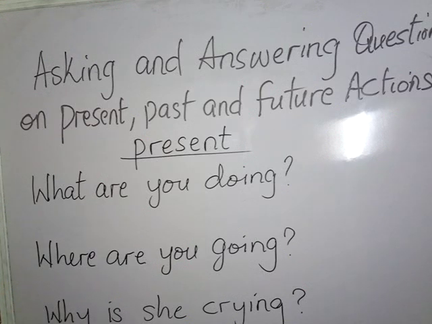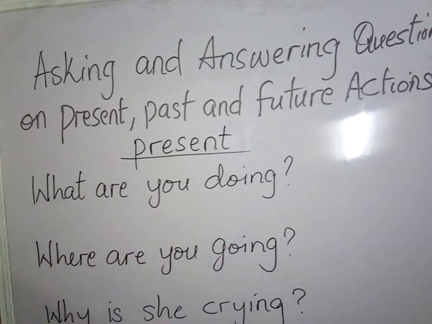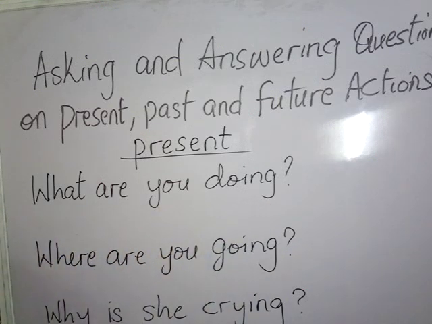So first here we have present actions. Questions that border on things that are happening at the moment are the questions under present actions. For example, what are you doing? If someone asks you, what are you doing? That person is asking what you are doing at that particular time, at the moment.